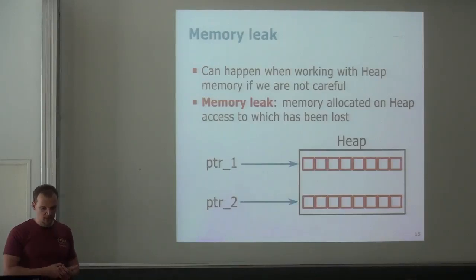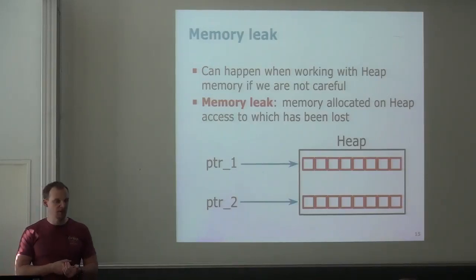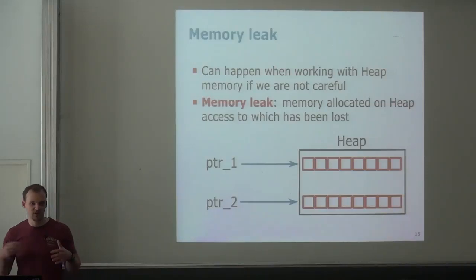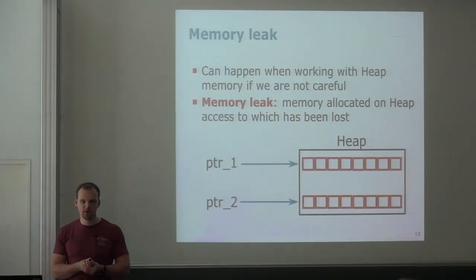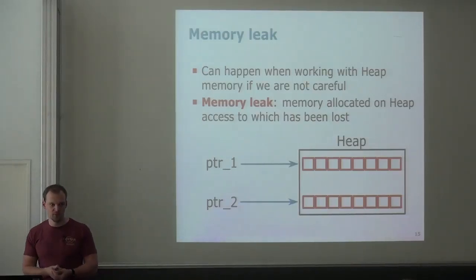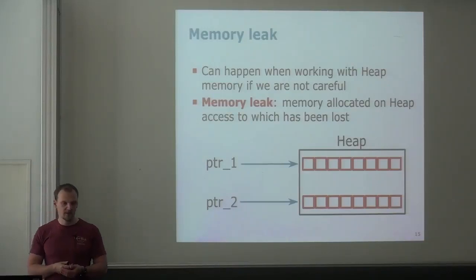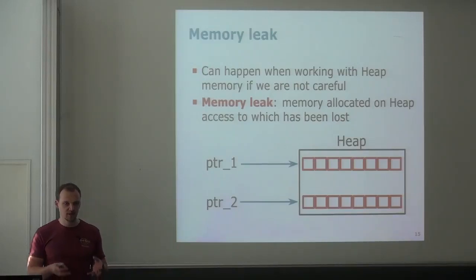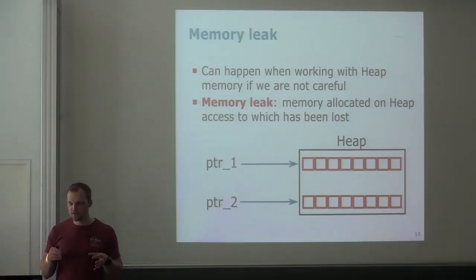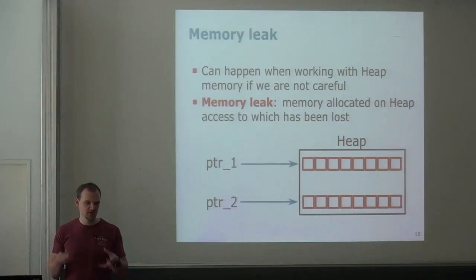So now we've started talking about the memory leak a bit, and now I will try to explain it more visually, and maybe it will make more sense now. So memory leaks only happen when you work with heap memory. They cannot happen when you work with stack, because stack is managed for you. You cannot make a mistake there. So what is a memory leak? A memory leak is some memory that is allocated on a heap that we lost access to.